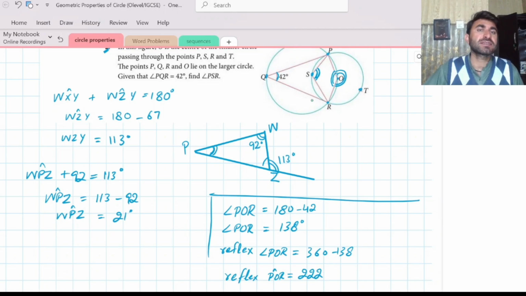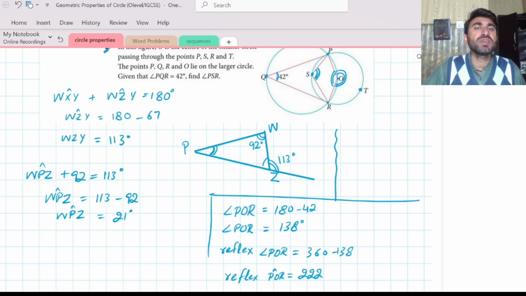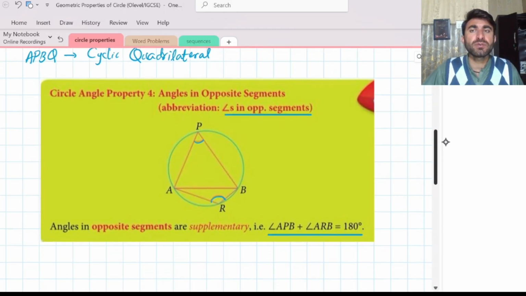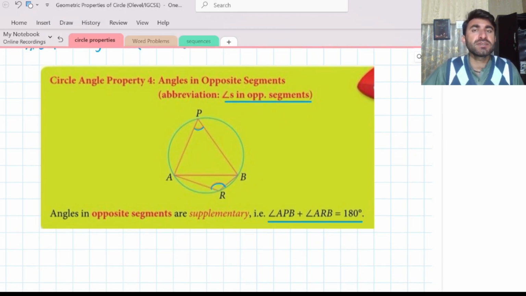So the angle PSR, because that is the angle subtended by the same arc at the circumference, must be half of the reflex angle POR. So angle PSR must be 222 divided by 2, and that is 111 degrees. So this was the required answer in the second practice. So this was the fourth angle property, the angles in the opposite segments, and it stated that the angles in the opposite segments are supplementary. In the coming video, we will discuss the next angle property and its examples.